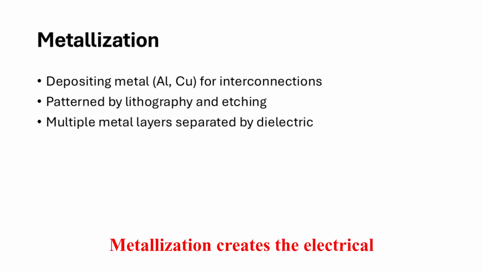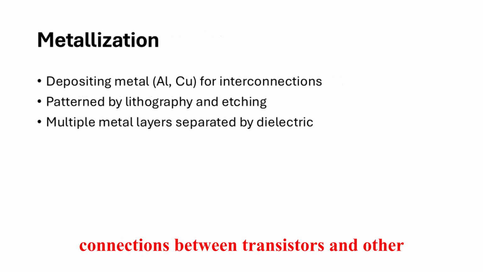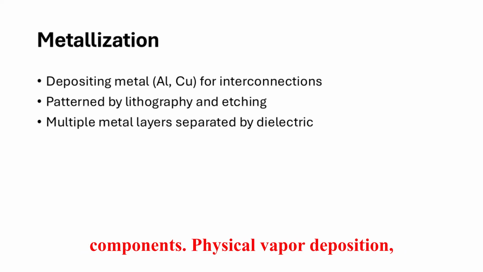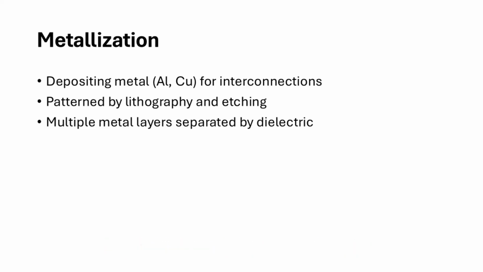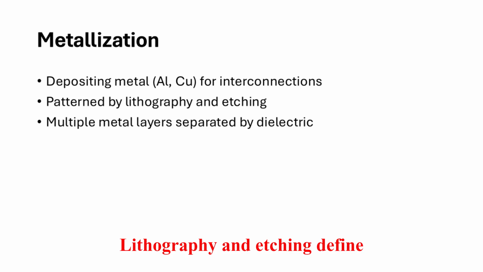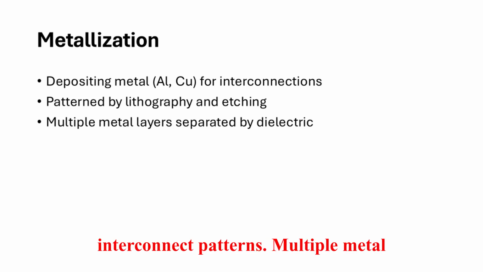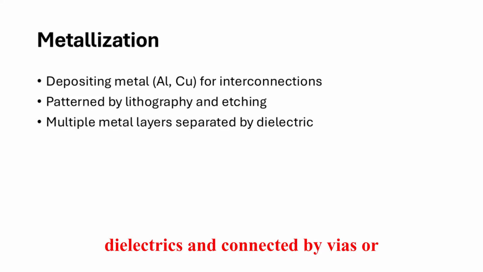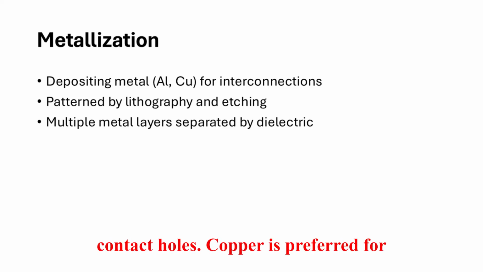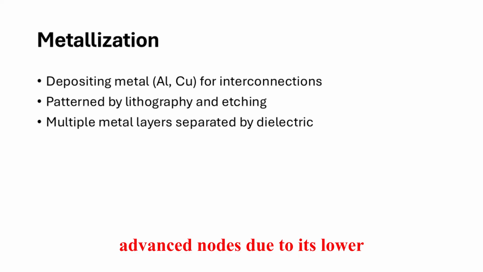Metallization creates the electrical connections between transistors and other components. Physical vapor deposition, PVD, or chemical vapor deposition, CVD, is used for metal films. Lithography and etching define interconnect patterns. Multiple metal layers are stacked with interlayer dielectrics and connected by vias or contact holes. Copper is preferred for advanced nodes due to its lower resistivity.